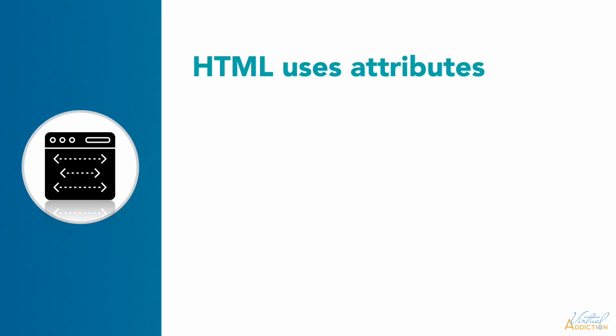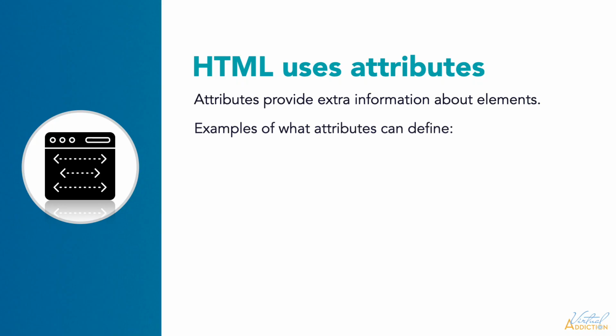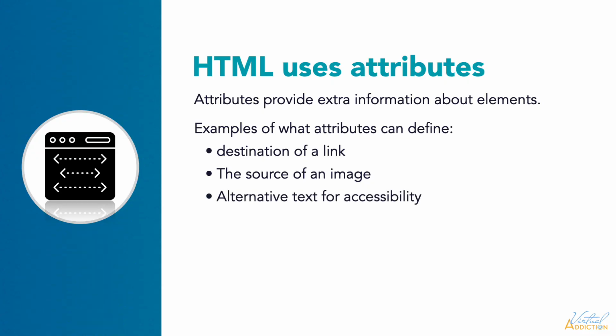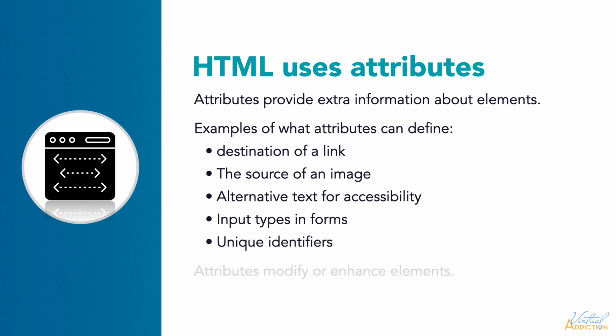Elements can also contain attributes. Attributes provide additional information about elements. For example, attributes can specify the destination of a link, the source of an image, alternative text for accessibility, input types in forms, and unique identifiers. Attributes modify or enhance elements and help provide more detail about how they should function.